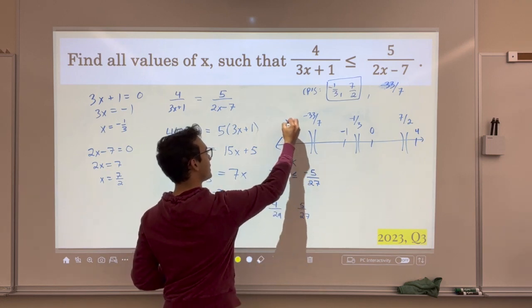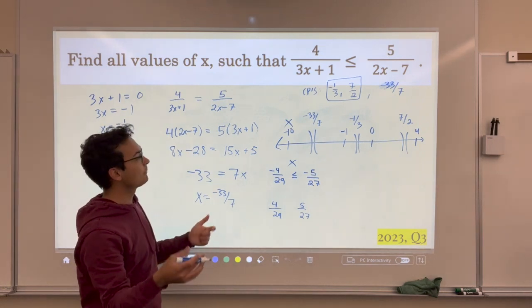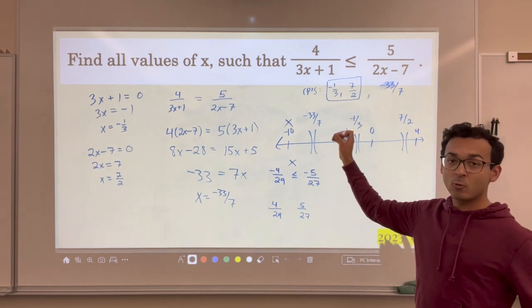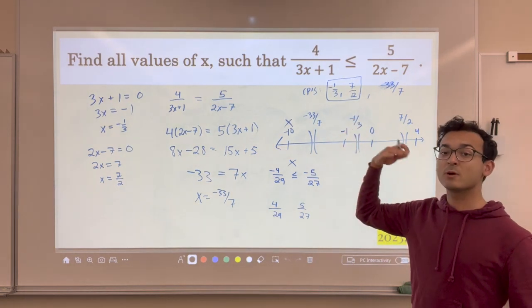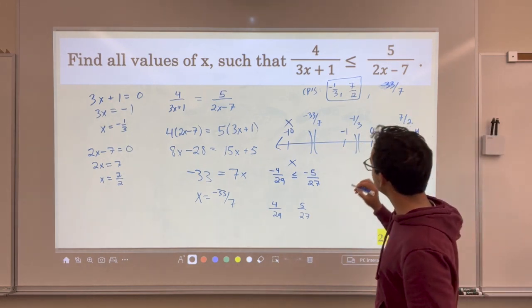Okay, so now we can test -1. If we plug it in, 3 times -1 is -3, plus 1 is -2, and then 4 divided by -2 is -2.